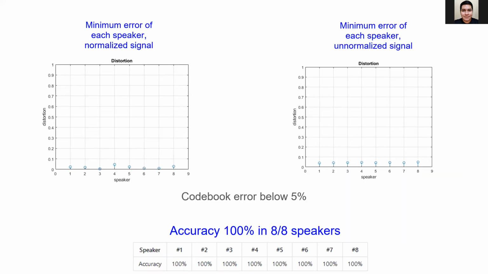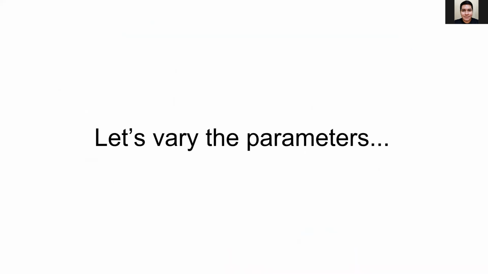Here we show the results of the minimum error of each speaker for the normalized signal to the left and the unnormalized signal to the right. We see that the codebook error is below 5%, and the accuracy is 100% in all the speakers. In other words, our system was able to recognize all the speakers. Now let's vary the parameters.